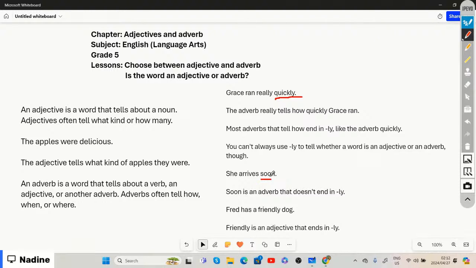And then Fred has a friendly dog, and that is an adjective. Friendly is an adjective in that case, because remember, an adverb tells us more about the verb, an adjective, as well as another adverb.